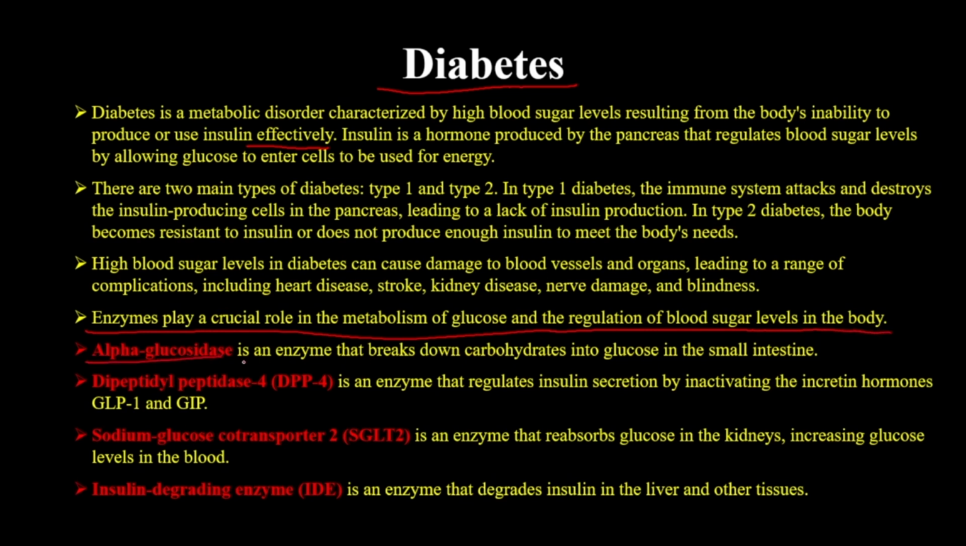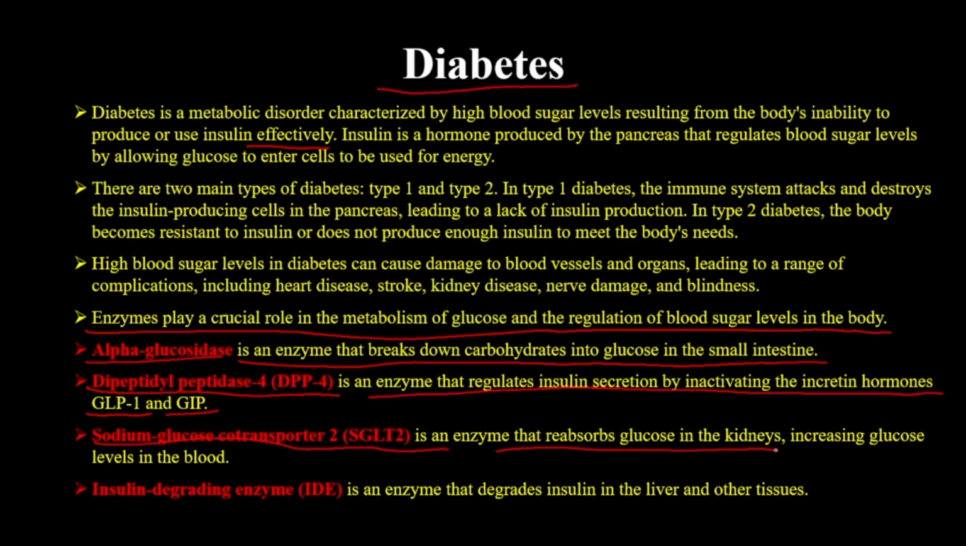So alpha-glucosidase is an enzyme that breaks down carbohydrates into glucose in the small intestine. Then we have dipeptidyl peptidase, an enzyme that regulates insulin secretion by inactivating incretin hormones like GLP-1 and GIP. Then we have the sodium-glucose co-transporter, which reabsorbs glucose into the kidney, increasing the glucose level in the blood. And then we also have the insulin-degrading enzyme, which degrades insulin in the liver and other tissues. So these are the four enzymes playing a very crucial role in regulating blood glucose level. If you want to develop a drug, you can modulate their activities, and as a result you can control the blood glucose level.